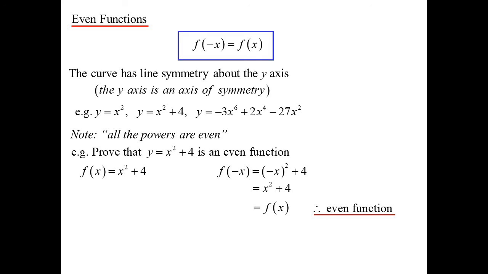So why is that useful? Well, if you're drawing a sketch and you notice it's an even function or an odd function, then really you only have to draw half of the sketch and then reflect it or rotate it depending on whether it's an odd or an even function. So it can save you some time.